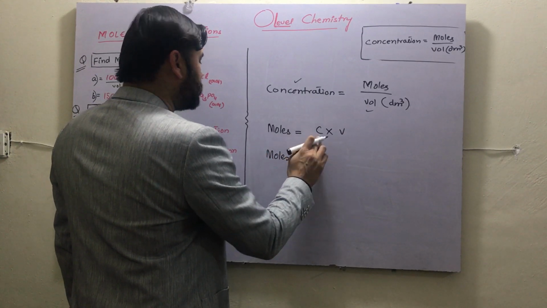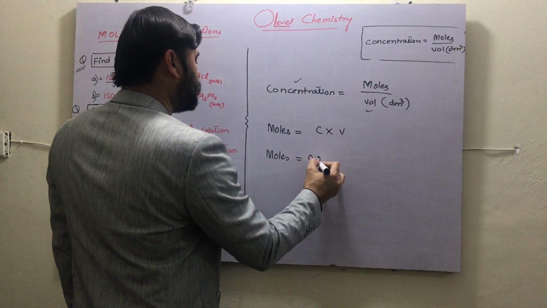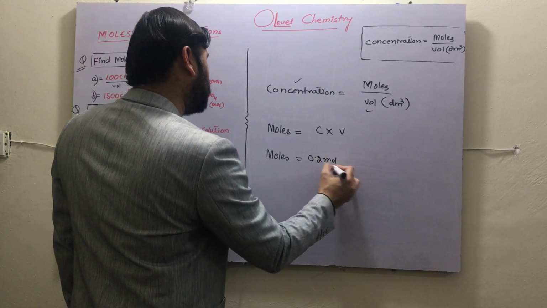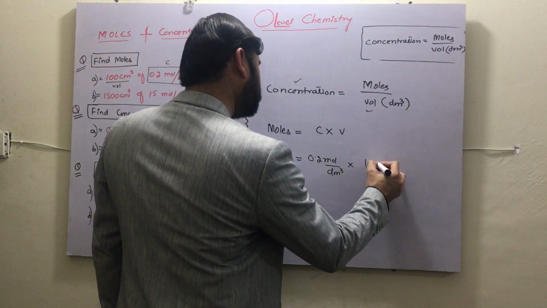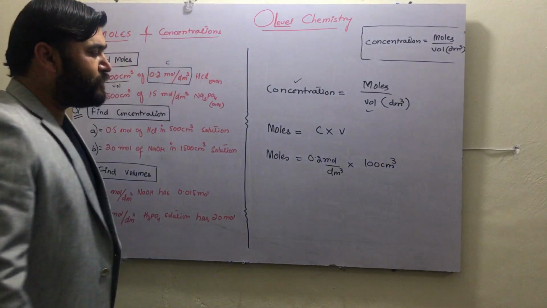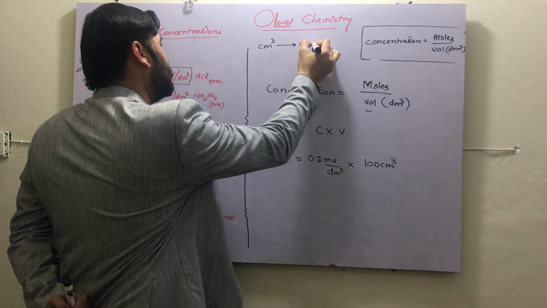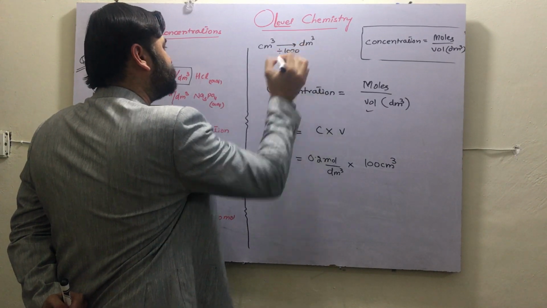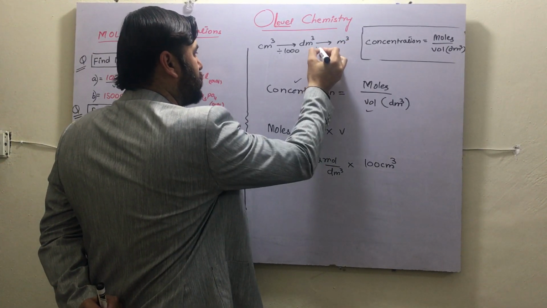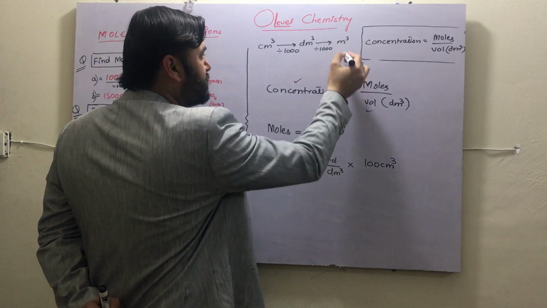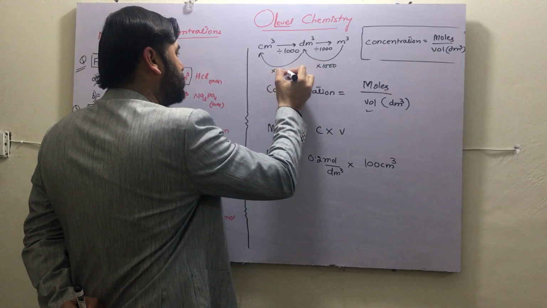So moles will be, what is the concentration? 0.2 mole per dm³ is the concentration, multiplied by volume, that is 100 cm³. One thing very important: whenever you convert cm³ into dm³, you will divide by 1000. And if you want to convert dm³ into m³, you will also divide by 1000. But if you want to bring it from m³ to dm³, you will multiply by 1000.